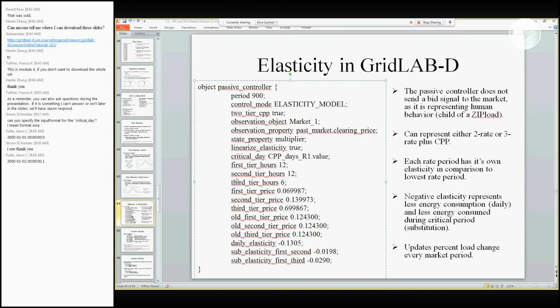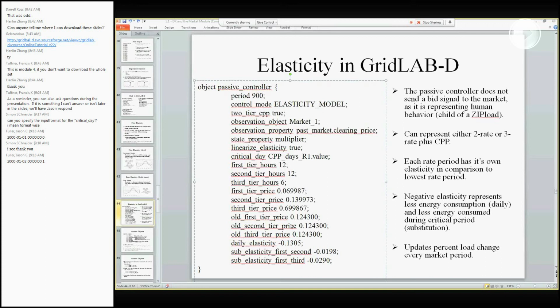And on a day where we go from a non-critical peak price day, which has 2 tiers, we'll go to a critical peak price day that will also have 2 tiers, represented by the first tier price and the third tier price. The second tier hours and price are ignored on that critical peak price day. So basically it's a replacement. You replace your second tier time of use with a third tier critical peak price.